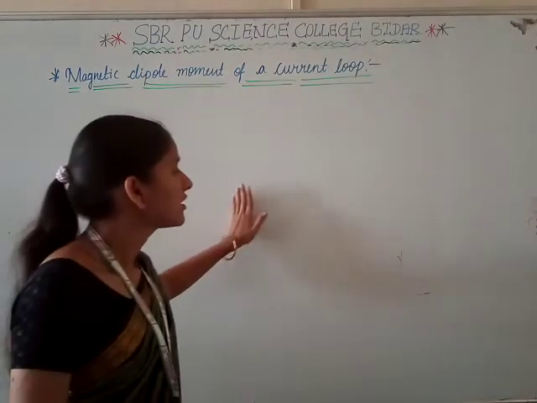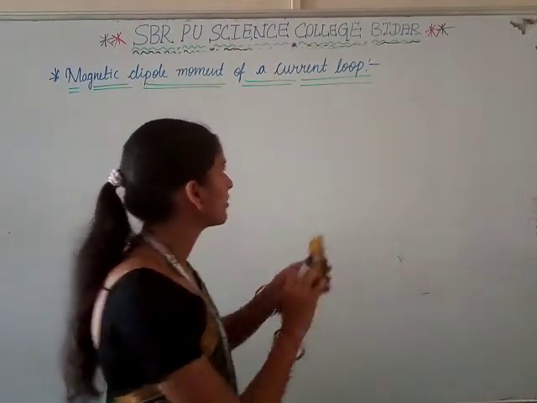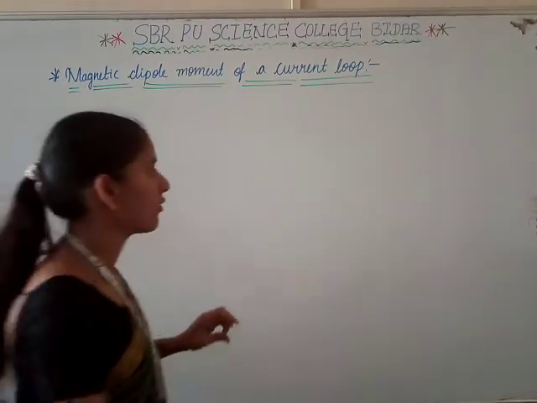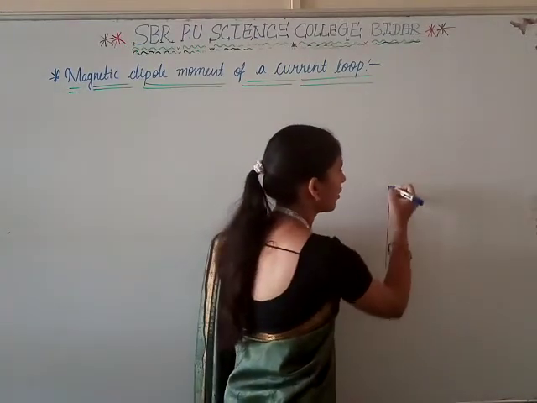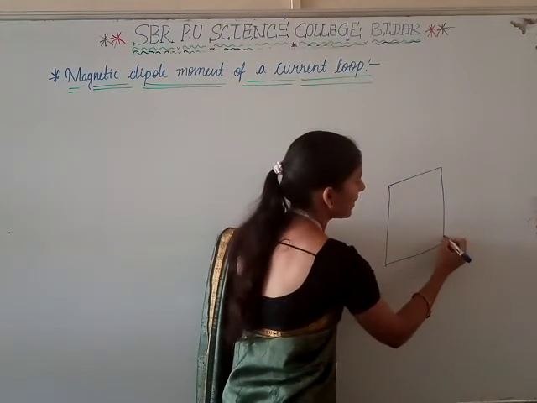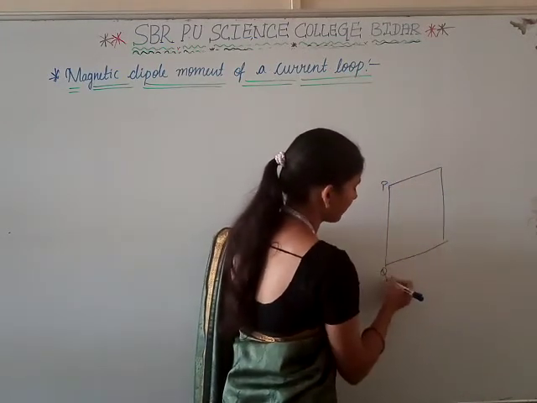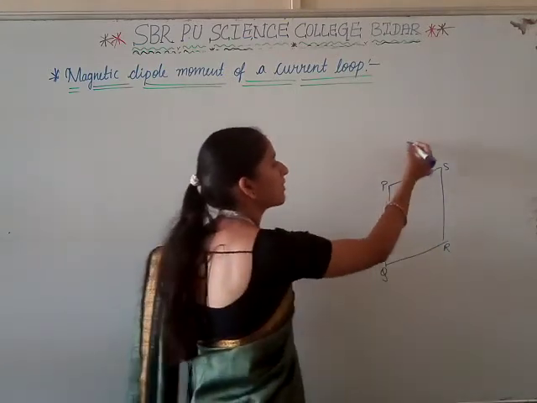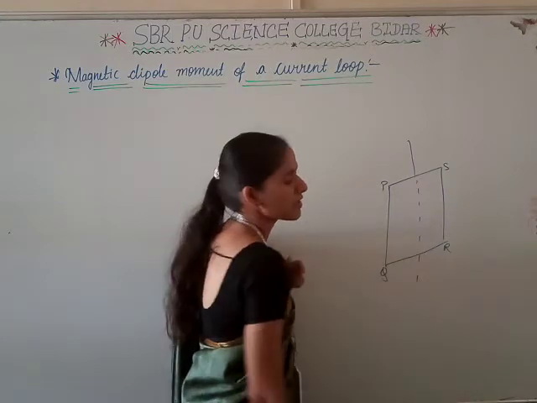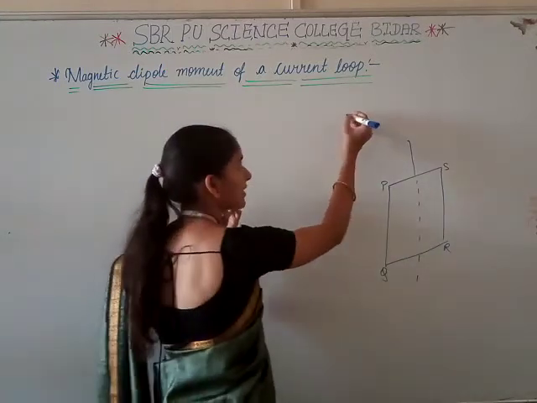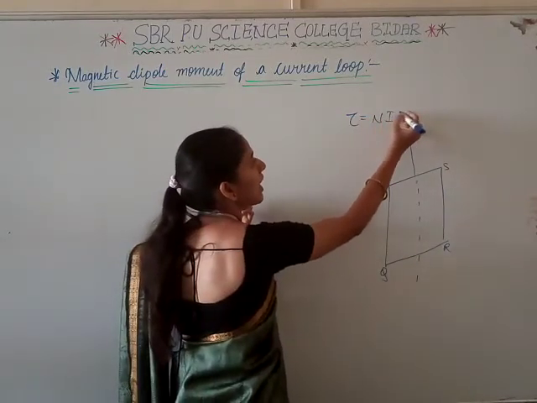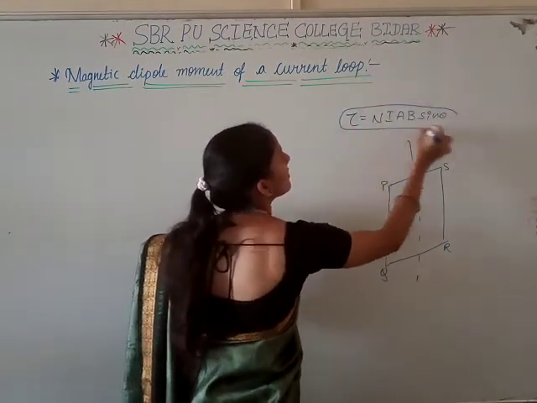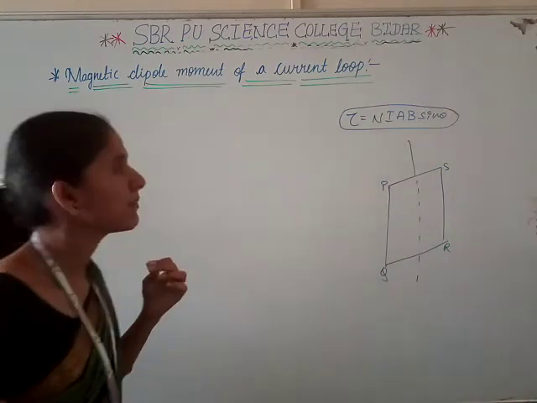Good afternoon, students. In the previous class, we studied the torque on a rectangular current loop in a uniform magnetic field. By applying Fleming's left-hand rule, we found the torque on the loop. The final equation is tau equals NIAB sin theta. We derived this expression in the previous class.